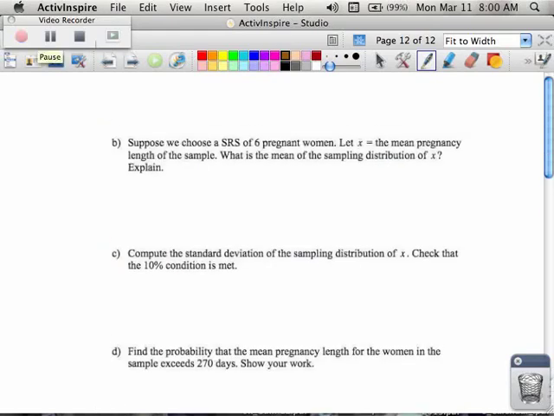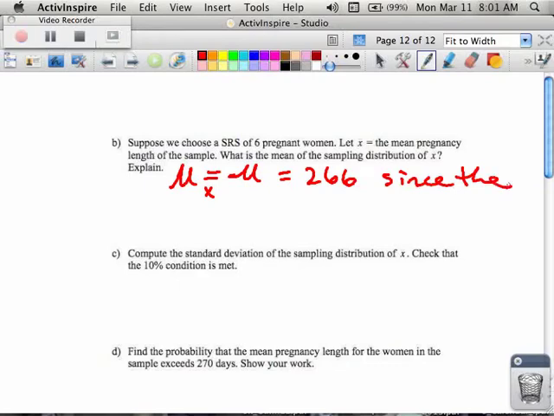Suppose we choose a simple random sample of 6 pregnant women. X bar is going to be the mean pregnancy length of this sample. What is the mean of the sampling distribution? So we know, in our case here, that the mean of our sample is going to be equal to the mean of our population, which is, was it 266? Yeah, 266.